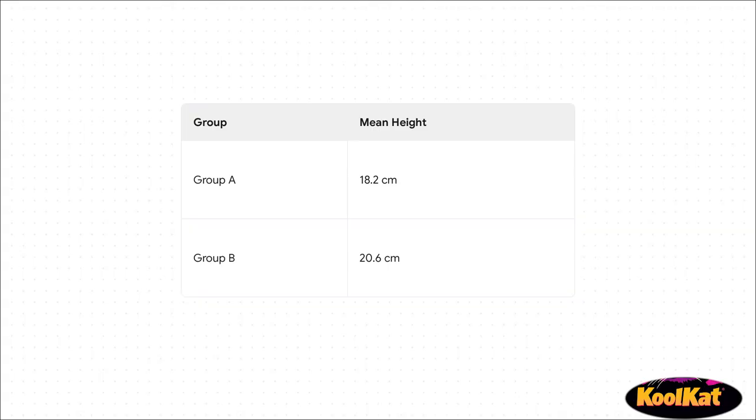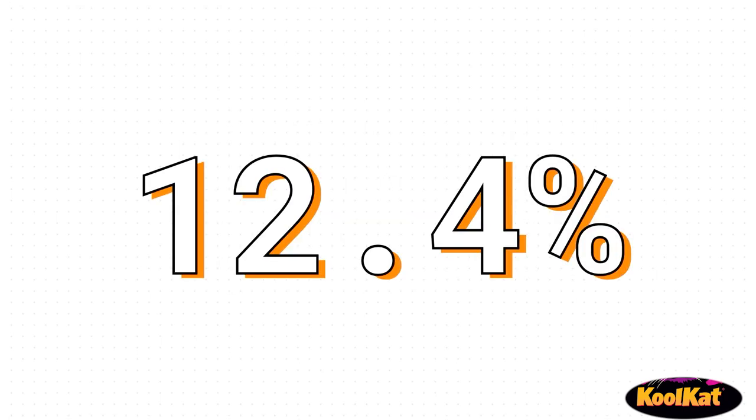Say you're studying plant growth. Group A, your control group, grew to an average of 18.2 centimeters. But Group B, which got a new fertilizer, grew to 20.6 centimeters. So let's run these numbers through that percent difference formula. And what you get is a difference of about 12.4%. This is so much more powerful than just saying Group B was taller. Now you can say how much taller with a precise number to back it up. Group B was taller by 12.4%.